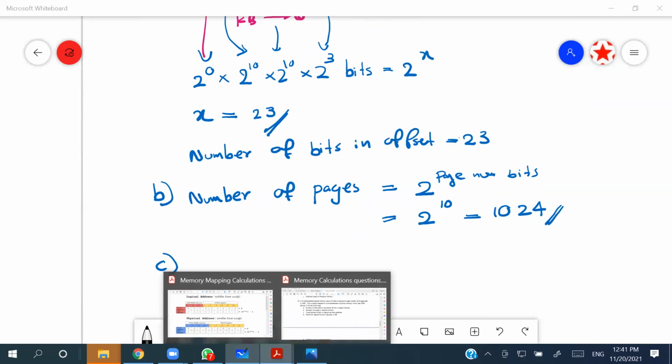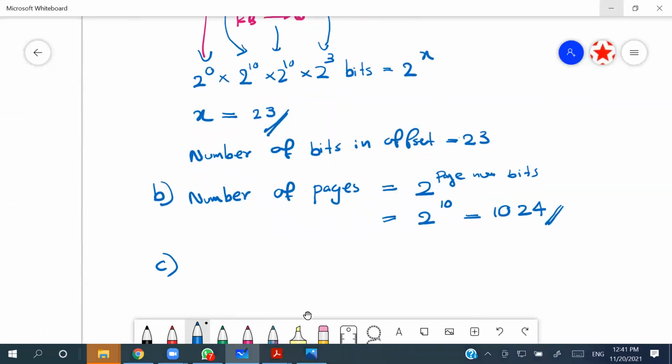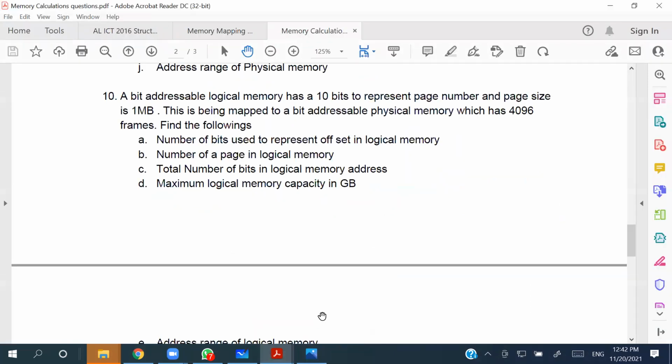And part C, total number of bits in logical memory address. So now we get to know about the X. So the total number of bits equals 23 plus 10. Right? So that gives you 33 bits are there. Then it is asking maximum logical memory capacity in gigabytes.